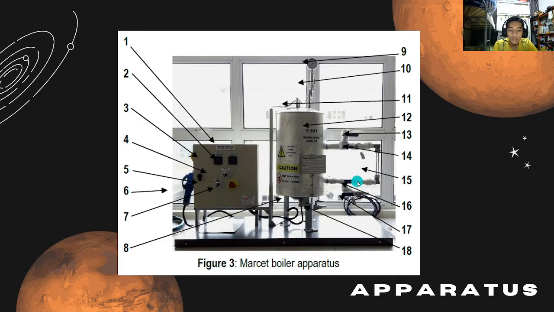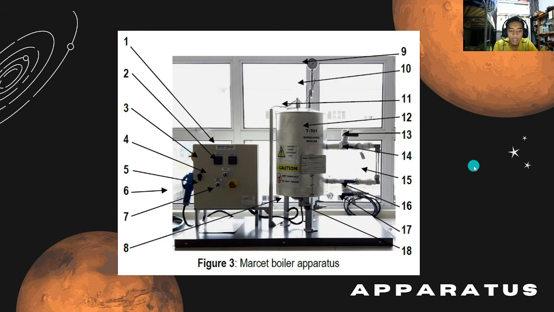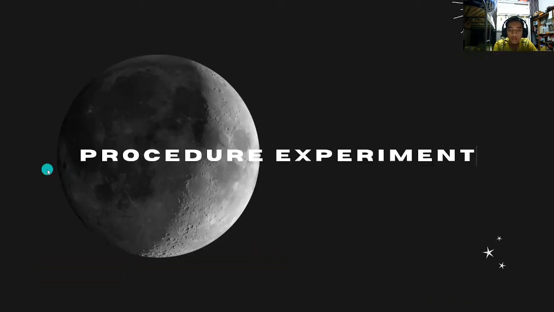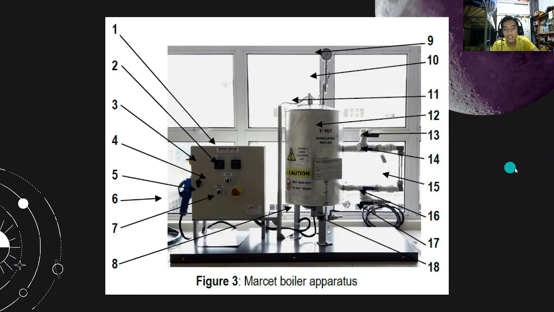16 is the side glass valve MVB 103. And 17 is the water supply valve MVB 104. And lastly, this one at the bottom is the drain valve, which is the MVB 105. So for the procedure, I will use the same picture.